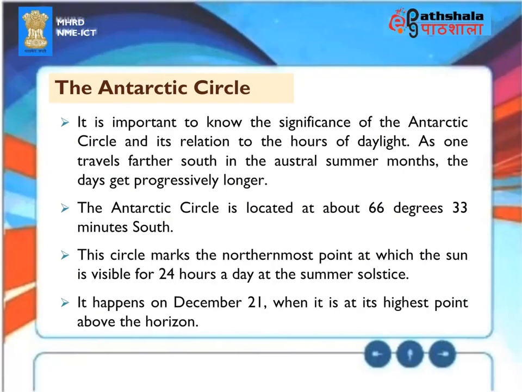The Antarctic Circle. It is important to know the significance of the Antarctic Circle and its relation to the hours of daylight. As one travels farther south in the austral summer months, the days get progressively longer. The Antarctic Circle is located at about 66 degrees 33 minutes south. This circle marks the northernmost point at which the sun is visible for 24 hours a day at the summer solstice. It happens on December 21st, when it is at its highest point above the horizon.